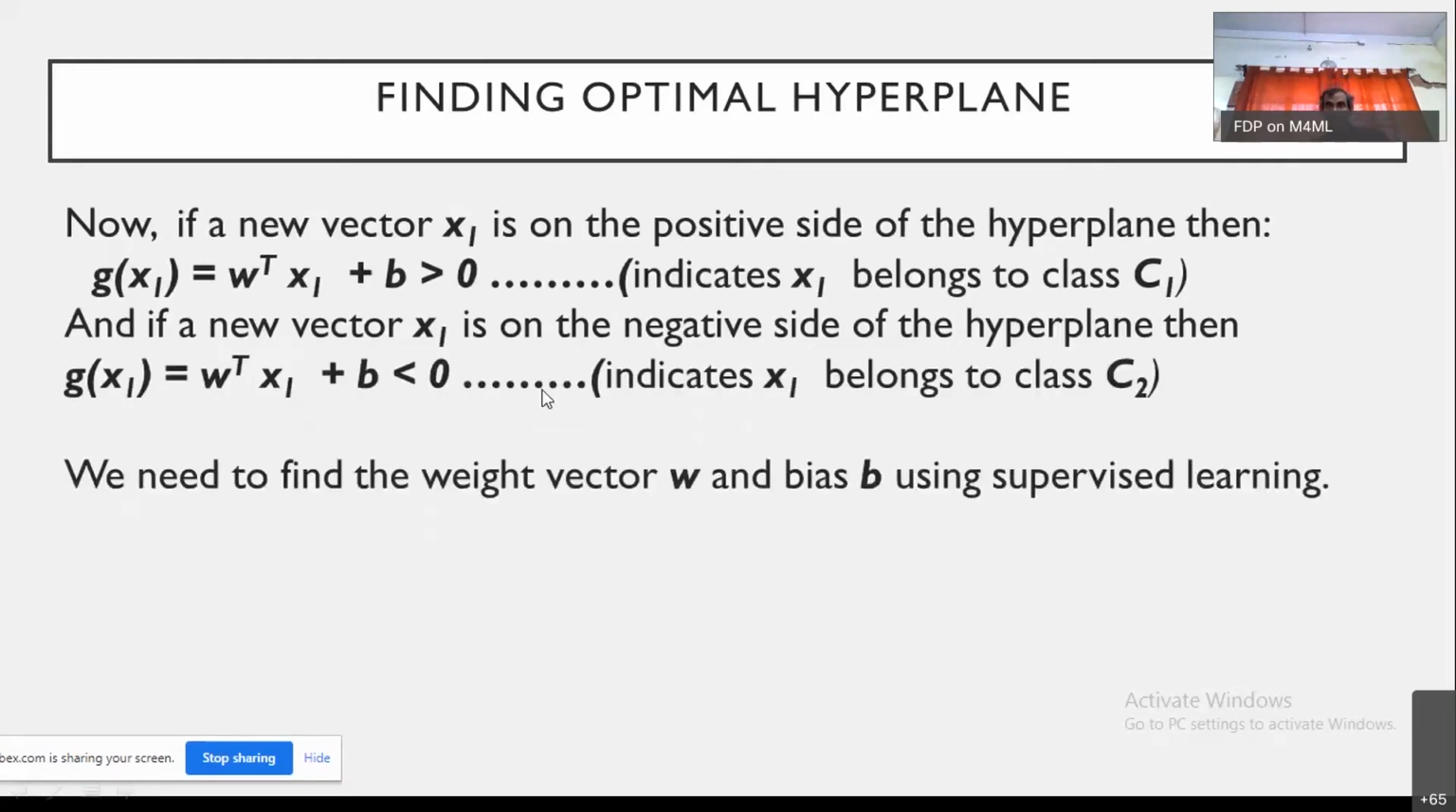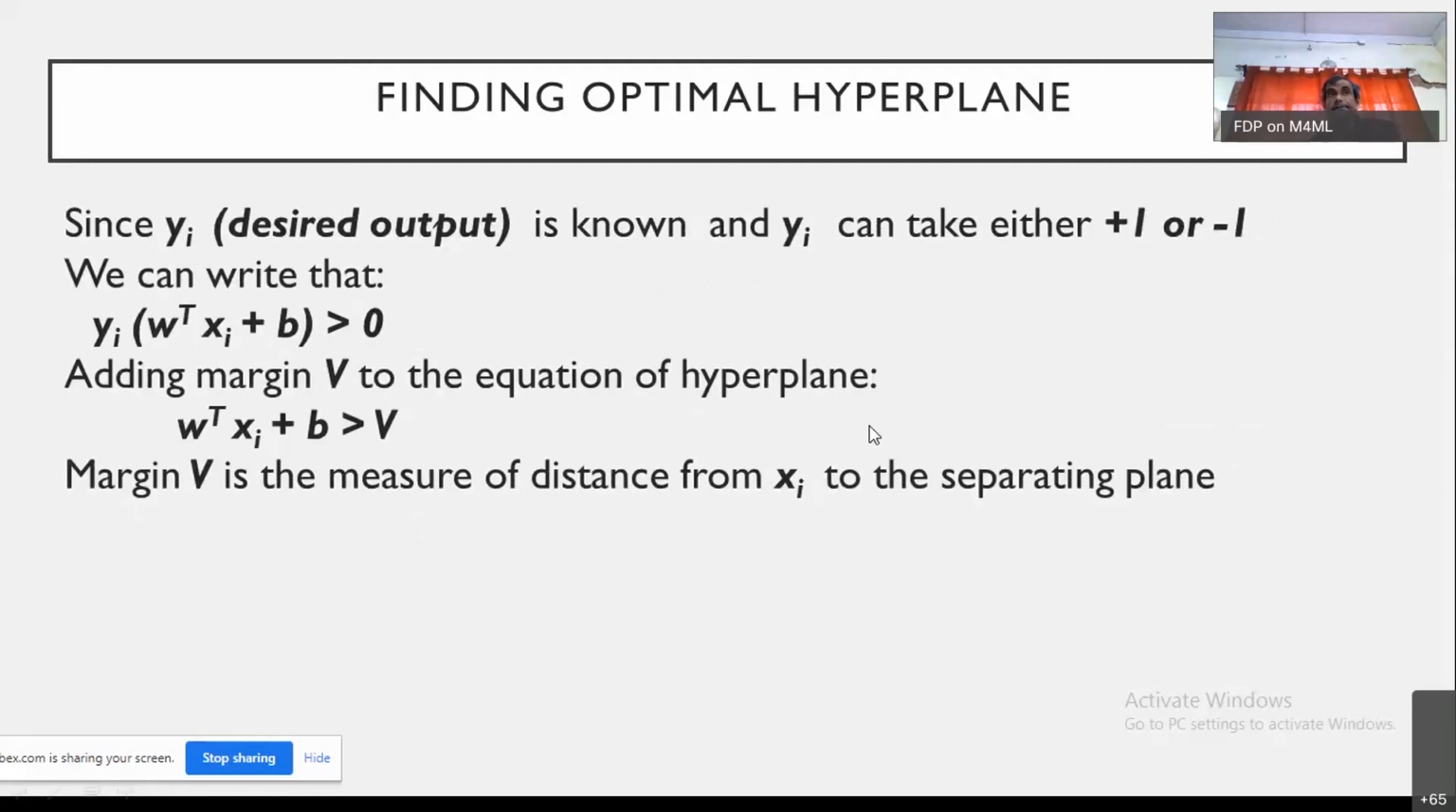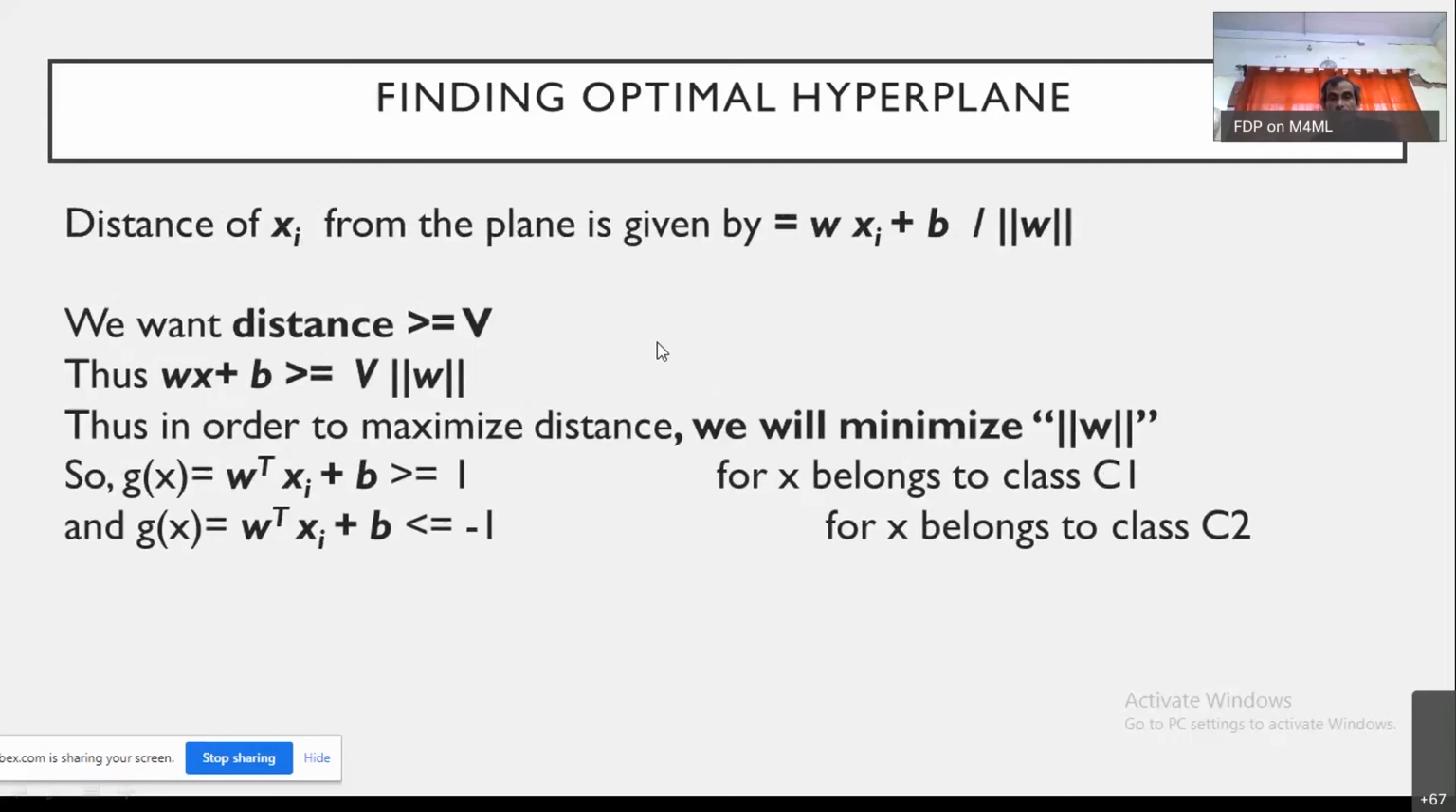So how do I find out? If you remember correctly, all patterns to the right of this line are in one group, all patterns to the left are another class. So g of x greater than this indicates class number 1, less than this indicates class number 2. So we need to find the weight vector and bias such that there is no classification error. Now, this will tell me the class which is to the right. If I want to have a margin, say rho or v or whatever it is, this will be more than that v, if I want a margin on one side. So v on two sides will be like this.